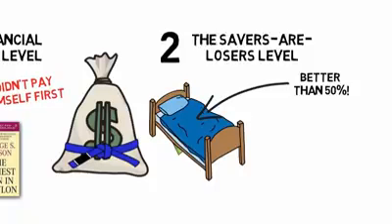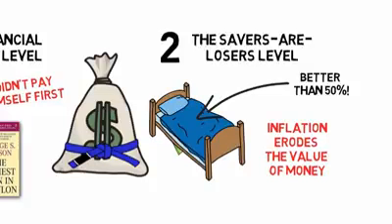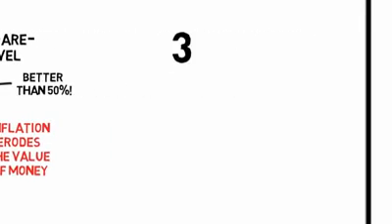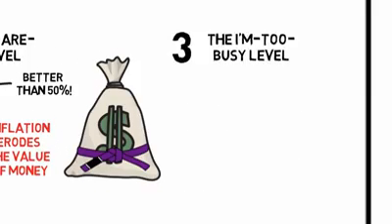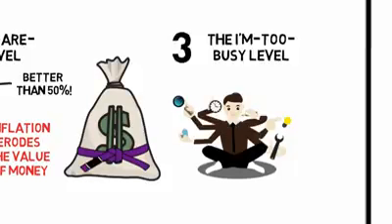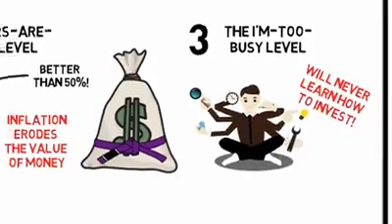Why? Because of inflation. Between 1980 and 2017, the value of the Swedish crown was reduced by 69%, for instance. 3. The I'm too busy level. A lot of people are simply too busy with their careers, family, friends and vacations to dedicate time to investing. They therefore hand over their money to someone else to do it. The problem with this approach is that such a person will never learn how to invest.